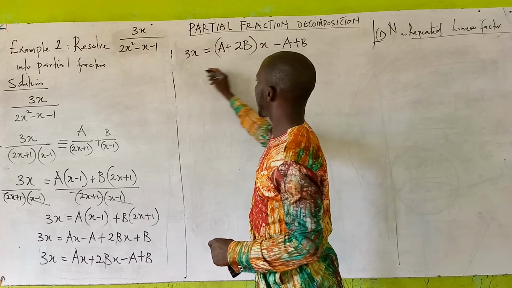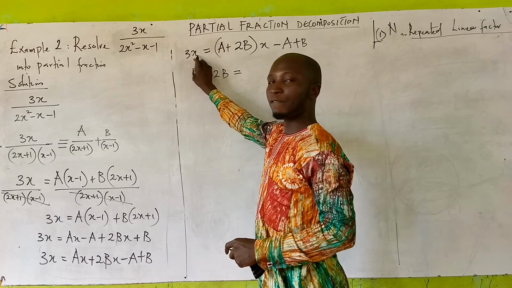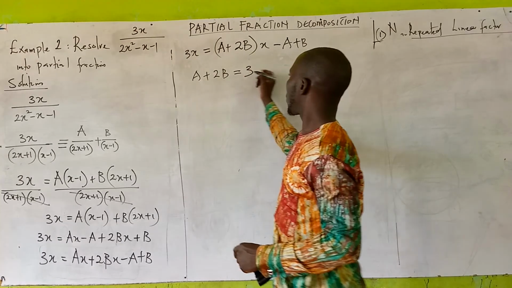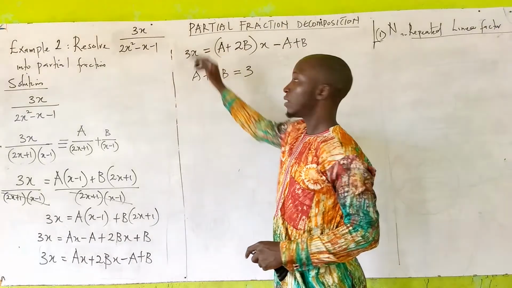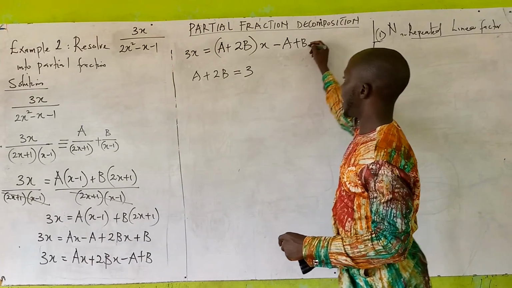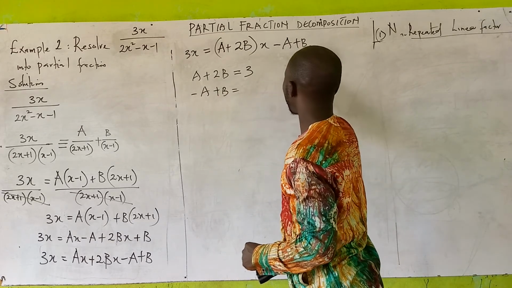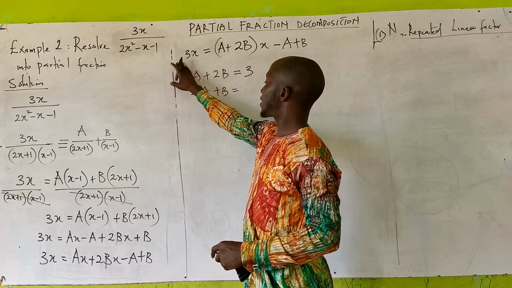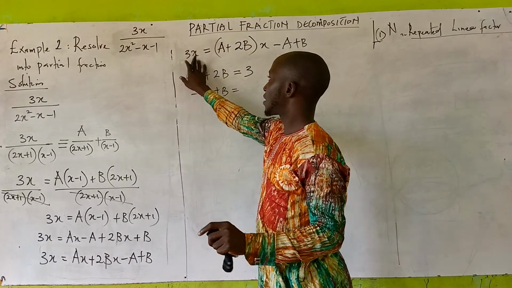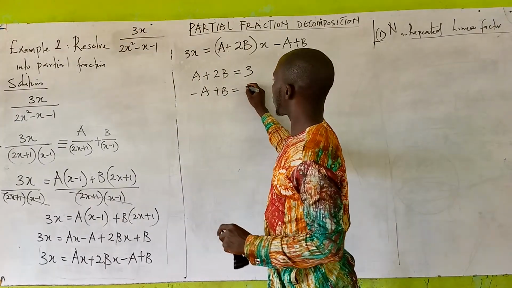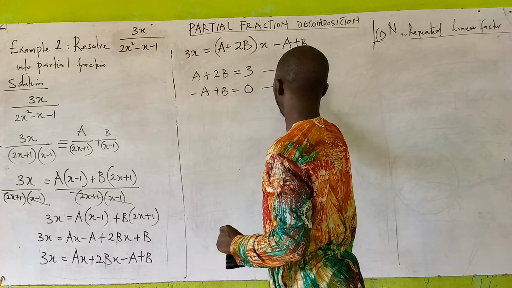The coefficient of x here is a plus 2b equals to, the coefficient of x here is 3. We equate the coefficient of x here to the coefficient of x here. Now, we have other constants without any x, which is minus a plus b equals to the constant without x here, and we note that the constant without x here is 0. There is nothing here. Apart from this 3x, other constants are just 0. So we equate this to be equal to 0. Let's say this is equation 1, and this is equation 2.